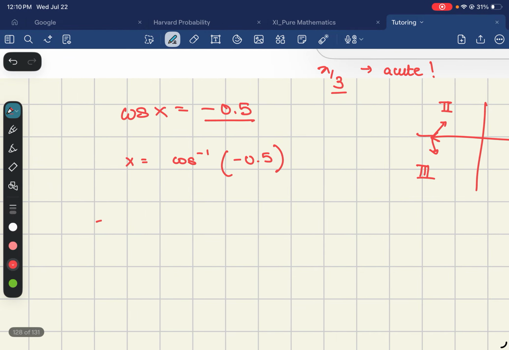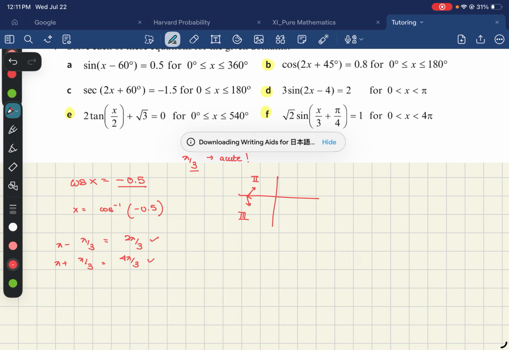So my two solutions are just going to be pi minus pi by 3 and pi plus pi by 3. Those are the two angles that are going to give me negative 0.5. Pi minus pi by 3 is 2 pi by 3, and this is going to be 4 pi by 3. These are your two angles, and you can just plug them back into your calculator to check. So always recheck your answers.